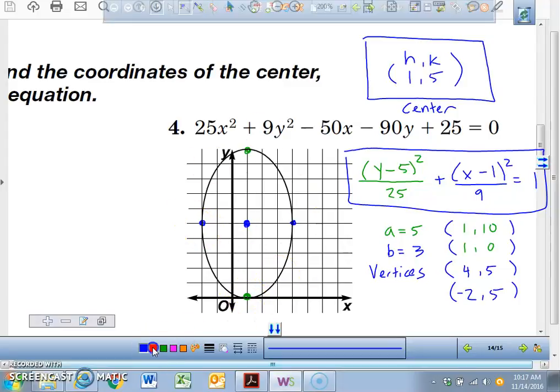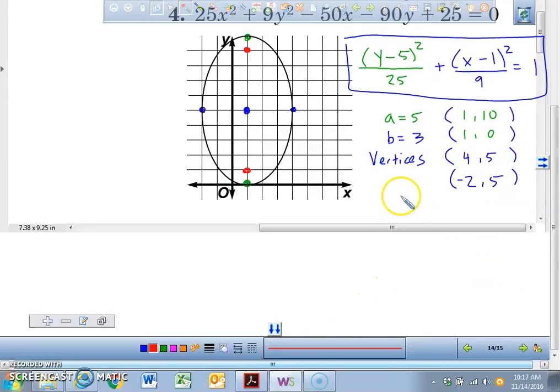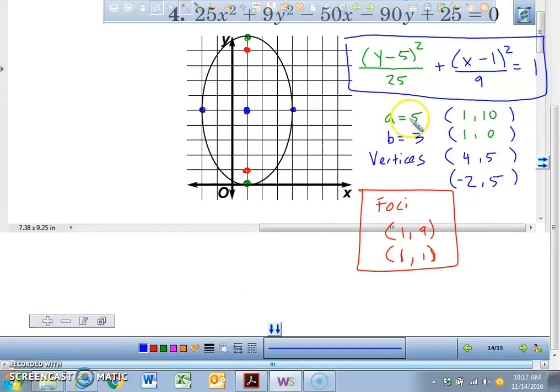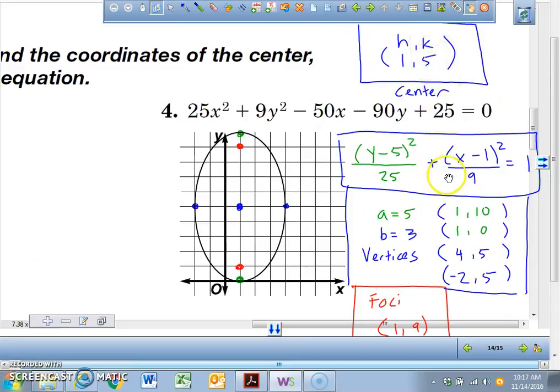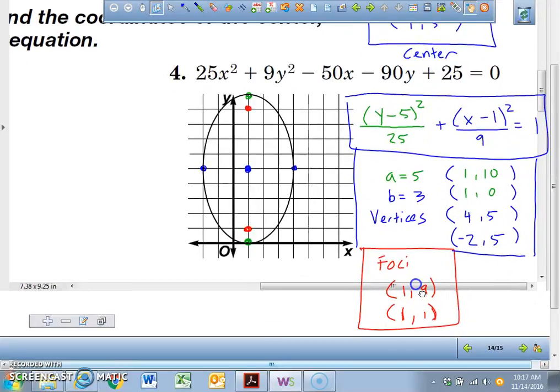The last thing you're going to plot is your foci. Your foci are right here at a 1, 9 and a 1, 1. So I'm going to label the foci now. At a 1, 9 and a 1, comma 1. So now you have all of your vertices, you have your center, and your graph. That's all of your answers right there. Your center, your equation, your vertices, and your foci.